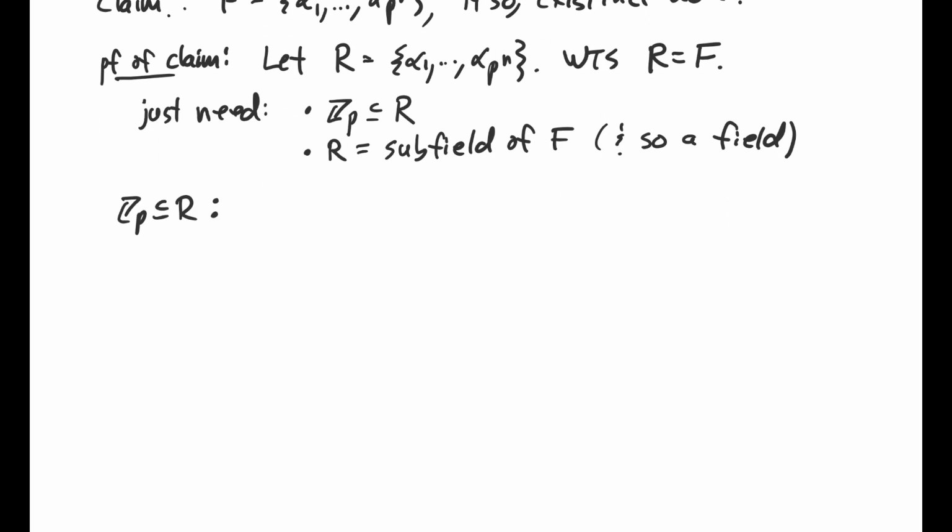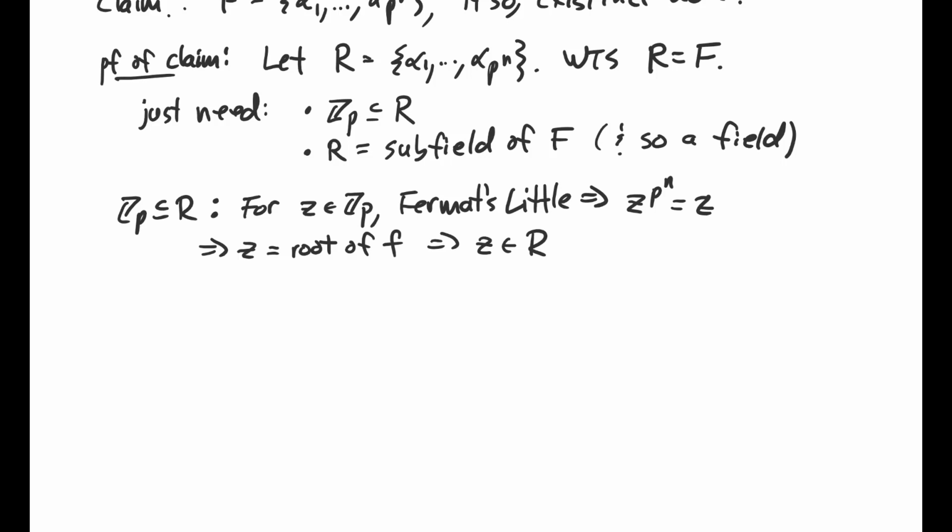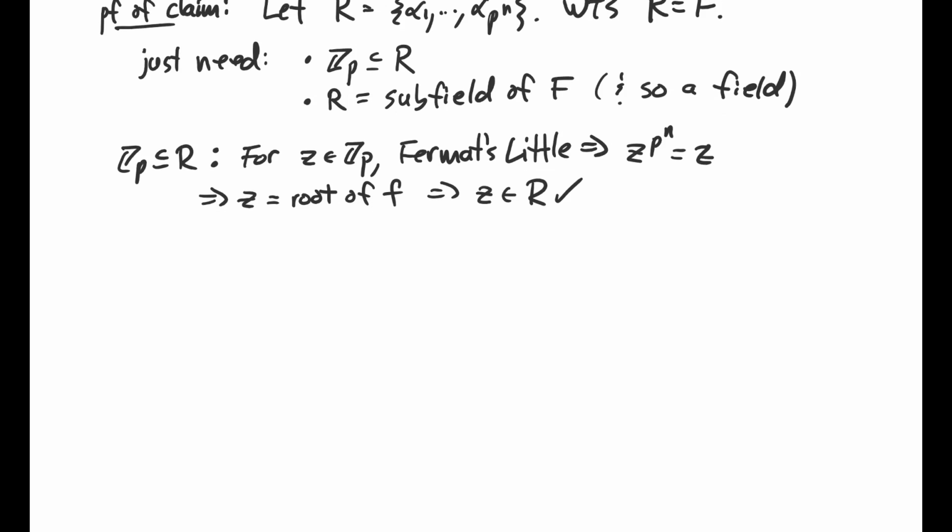All right, let's start by showing that z mod p is contained in R. Okay, this argument's pretty easy. Take any element in z mod p. Fermat's little theorem says z to the p to the n takes you back to z. That's the same as saying z is a root of f, and if it's a root of f, it's one of the alphas, therefore z is in R. So that one was simple.